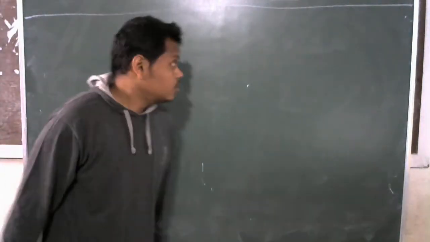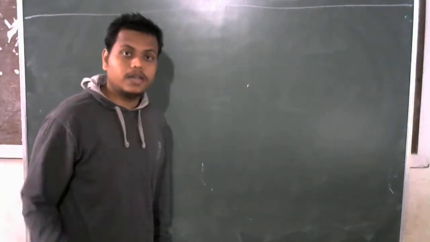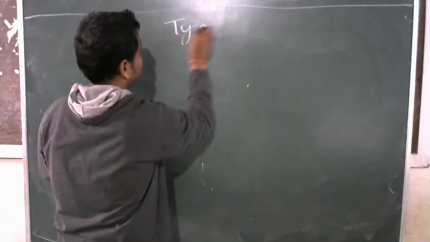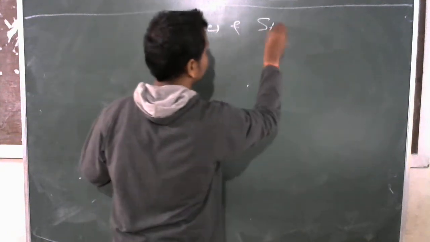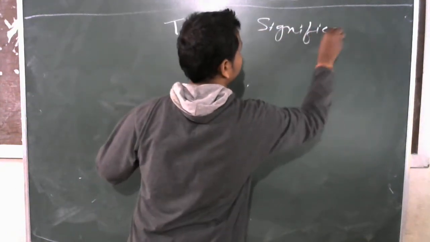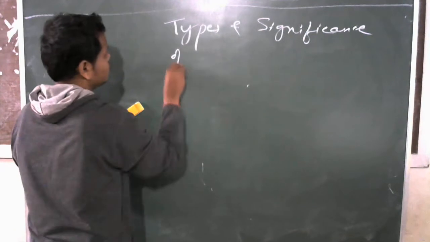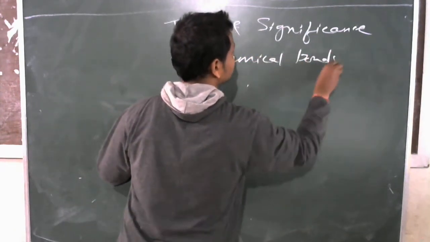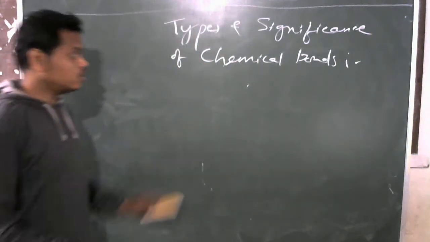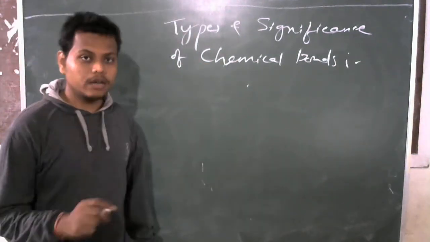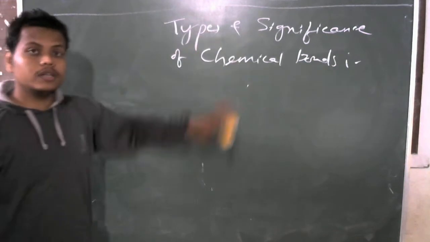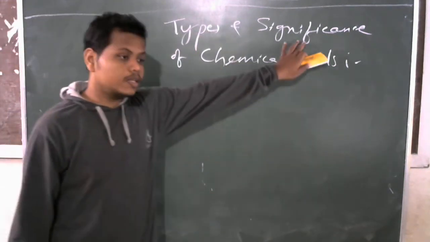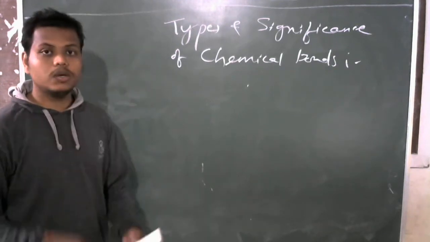Today we are going to discuss types and significance of chemical bonds. Generally, those bonds which are present in biomolecules. What are the different types of chemical bonds found in biomolecules and what is their significance? Significance refers to their importance.